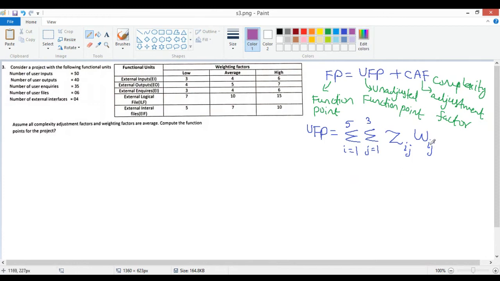w of ij is nothing but the entry of the ith row and jth column in the table. And z of ij is nothing but the count. These are the counts. How many? Okay, 3, 4, 5, 10. How much? This is the count.